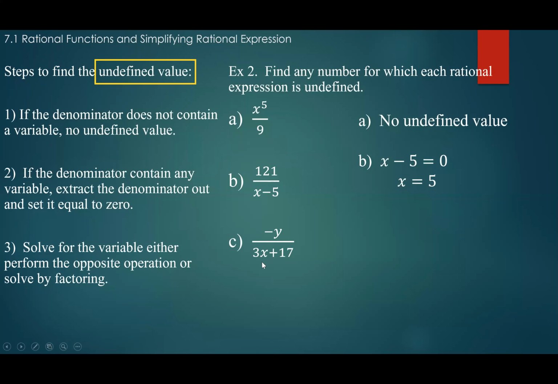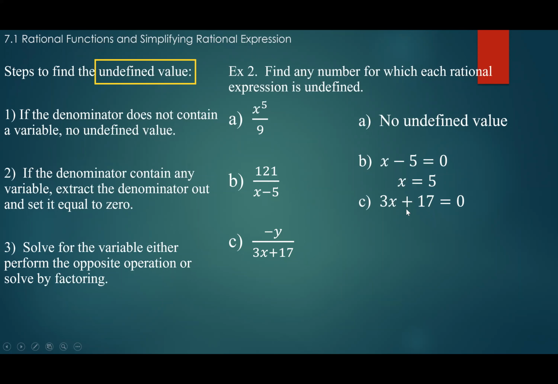Similarly, with C, all we do is take this denominator and extract it out. So we take 3x plus 17 and set it equal to 0. What do we do from here? Do you see that all we need to do is solve for x? How do you solve for x?